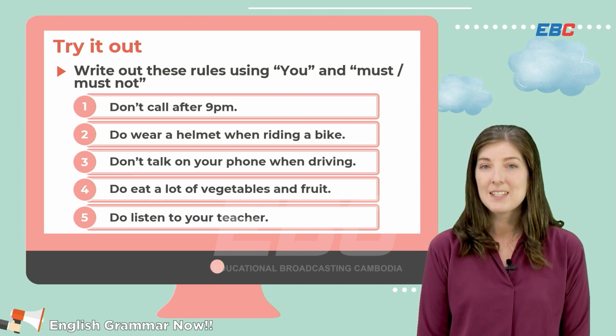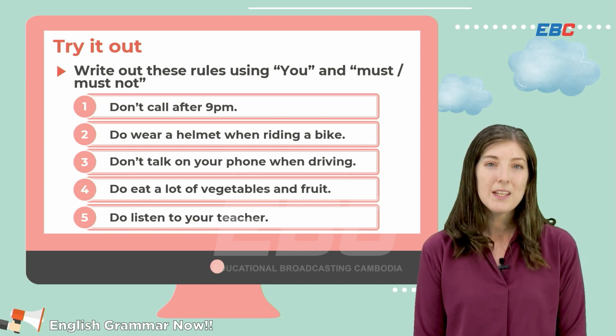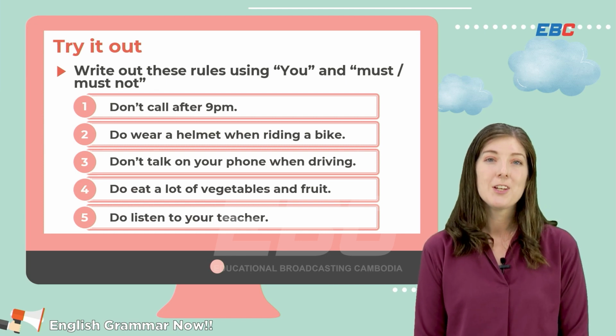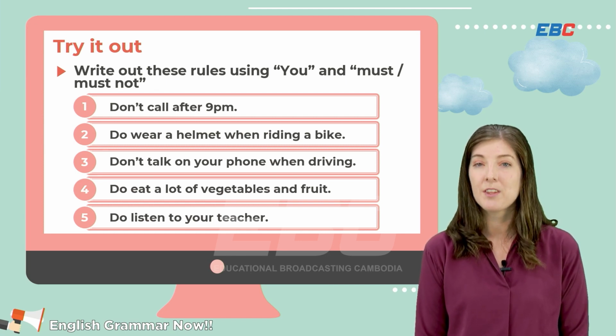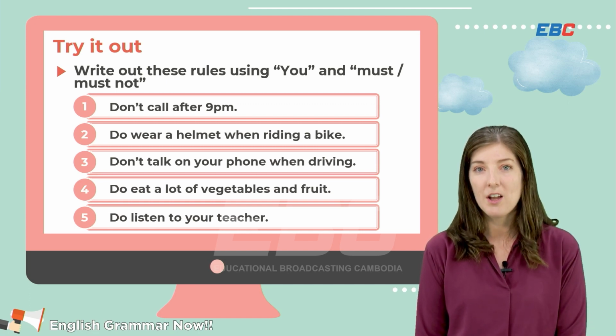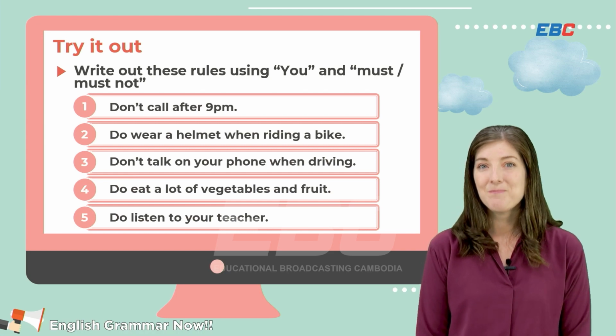Here's some sentences for you to try out. These 5 sentences are rules that begin with do or don't. But you can change them into a sentence that starts with you and then must or must not. Try it out.